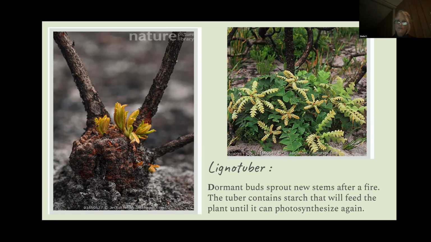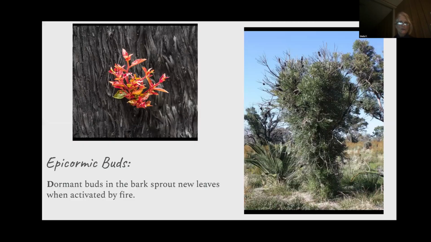So that's a lignotuber. There's also something that Banksia has called epicormic buds, and these are dormant buds, but they're underneath the bark. And the picture on the left shows that quite well with the leaves growing from the bark. And on the right, we see a Banksia several years after a fire that looks kind of crazy with shoots and with leaves that have appeared and sprouted after fire. So that plant is also surviving.